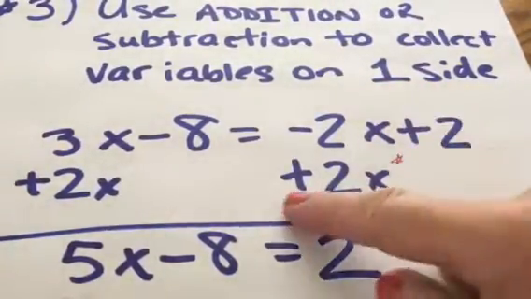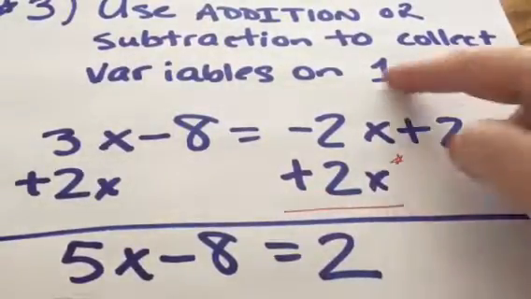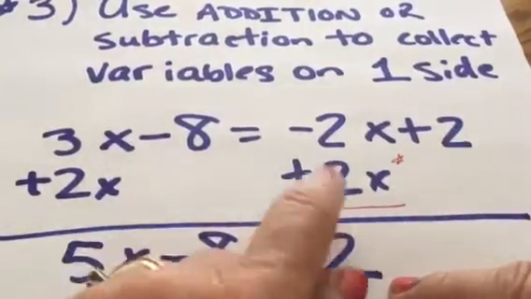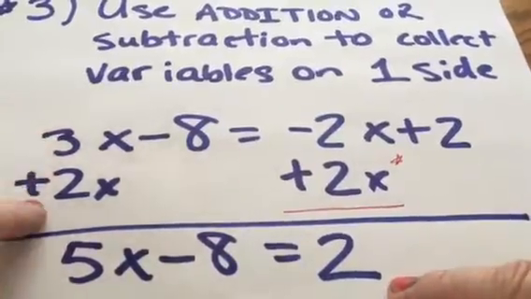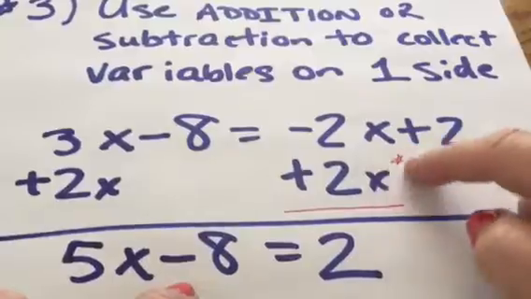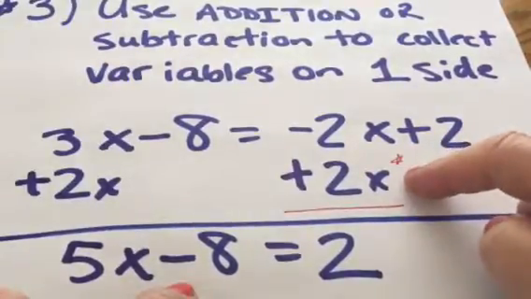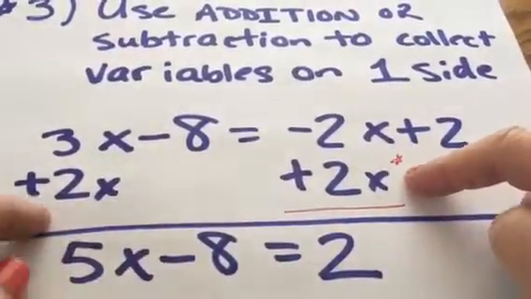And I can do it by adding the opposite. So I add 2x to both sides. This will cancel out, and I'll just be left with the plus 2. But since I added it to the right, I have to add it to the left. So 3x and 2x make 5x, bring down the minus 8. The star is there to remind you, this is your step. You introduce that term. And that's why you have to do it to both sides.